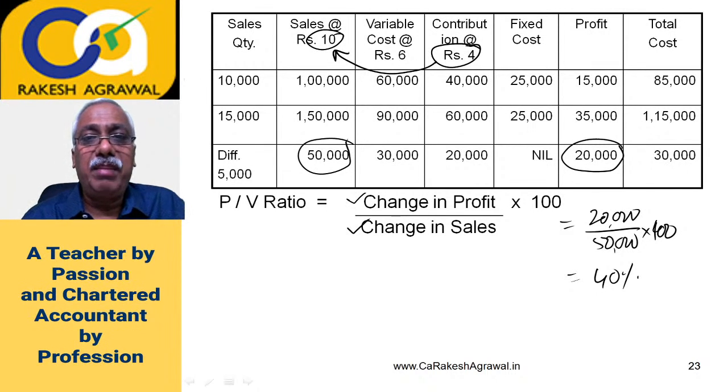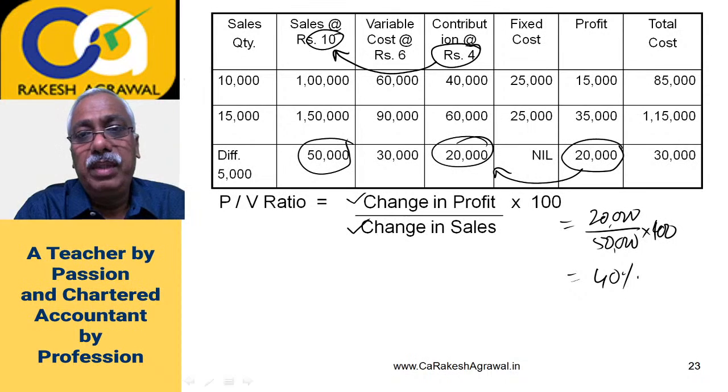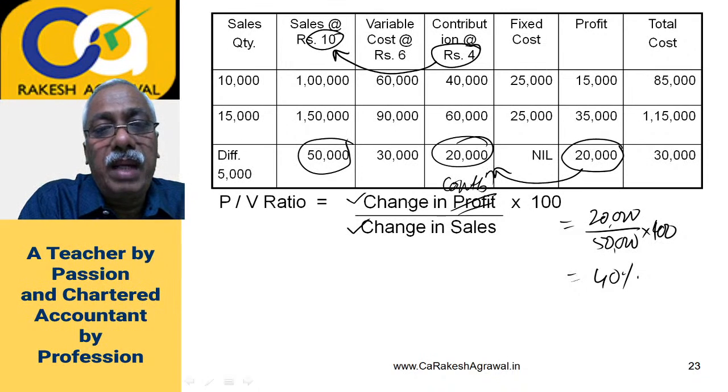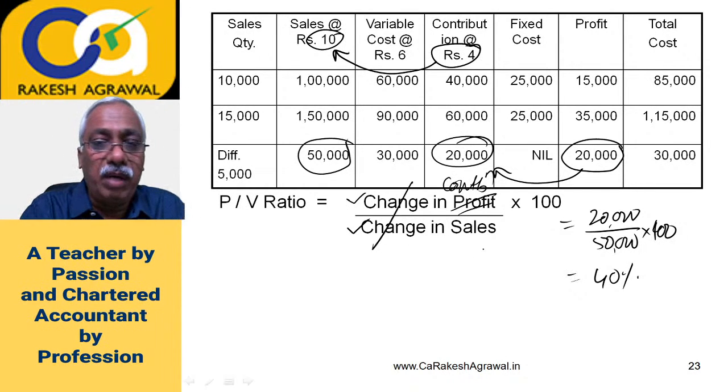Again, the logic is the same, my dear friends. This profit is changing because of change in contribution. It is always equal. So in this formula, if I say change in profit is equal to change in contribution, and I remove the word change, then it will become contribution upon sales in 200. And contribution upon sales in 200 is the formula of your PV ratio only.